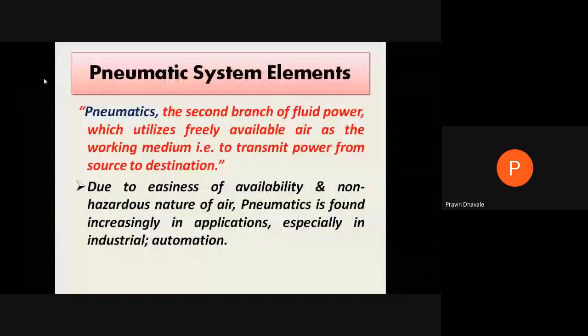Is it clearly visible now? Hello, is it visible? Yeah. Yes, sir.